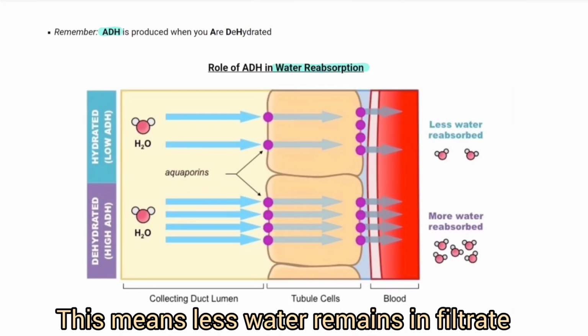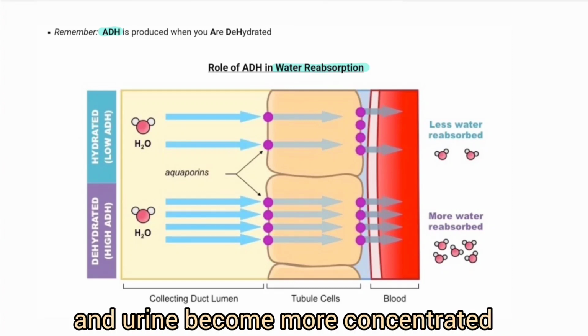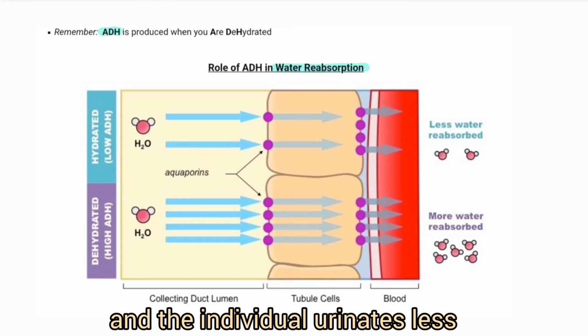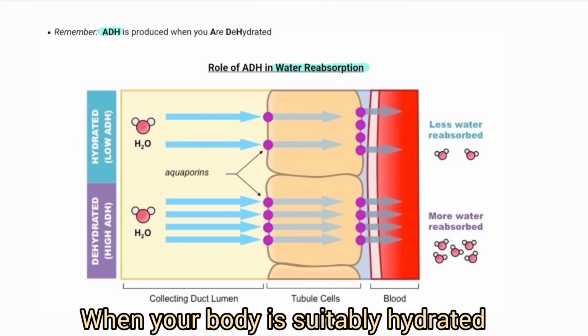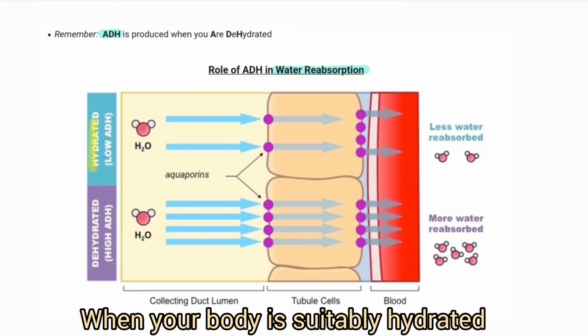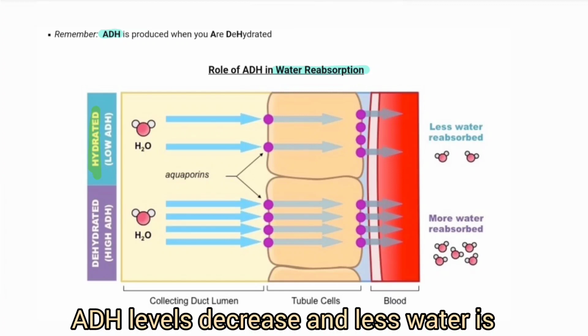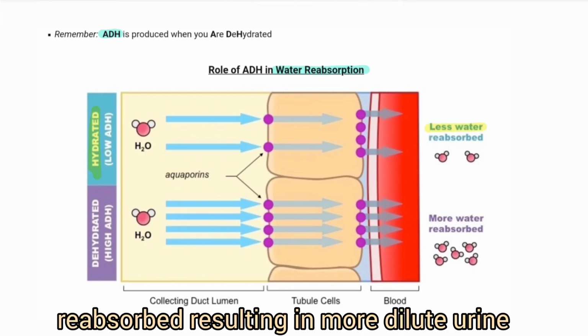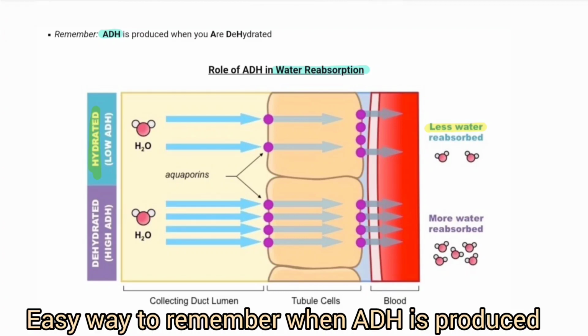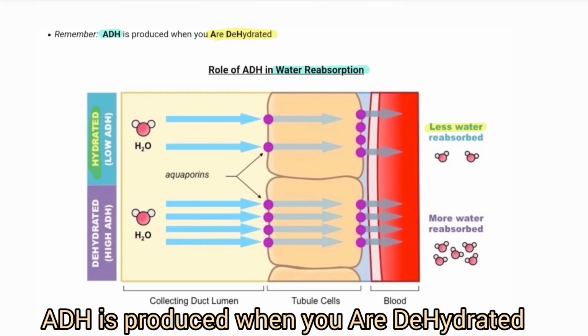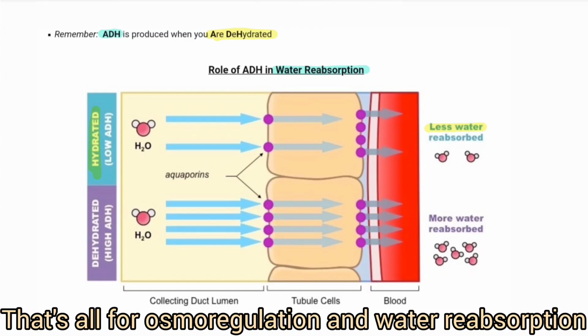This means that less water remains in the filtrate, and the urine becomes more concentrated, and the body urinates less. When your body is suitably hydrated, ADH levels decrease and less water is reabsorbed. So your urine is less concentrated and more dilute. An easy way to remember when ADH is produced: ADH is produced when you are dehydrated. Okay, that's all for osmoregulation and water reabsorption.